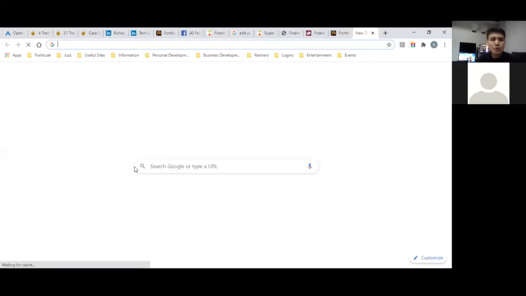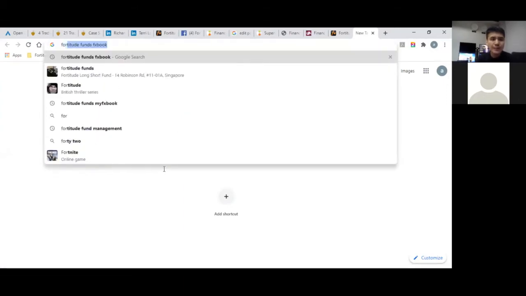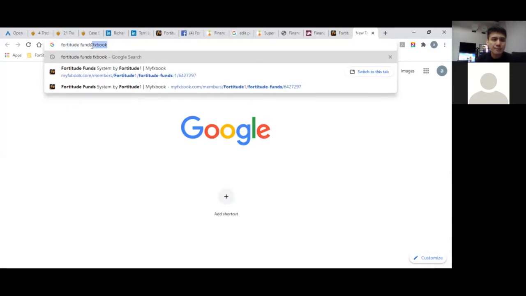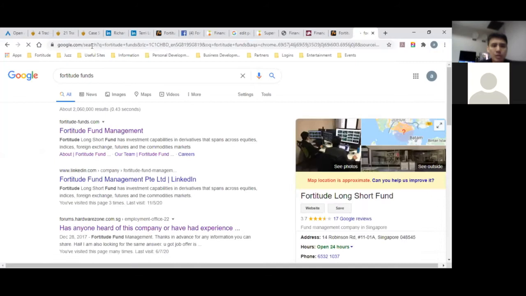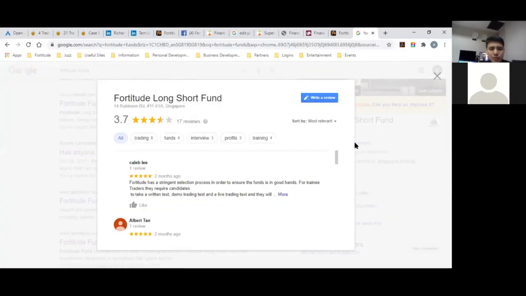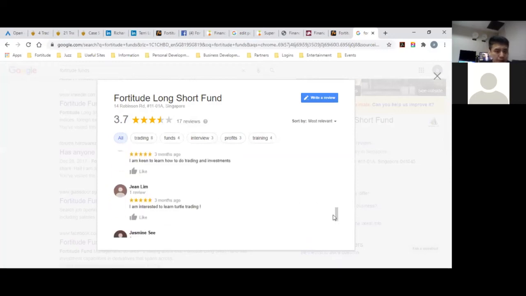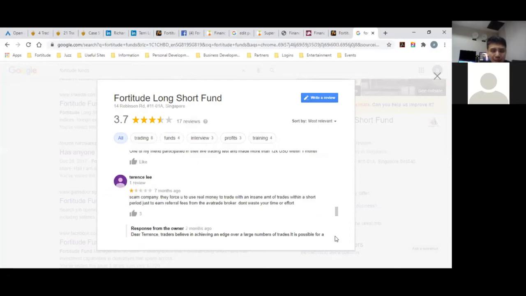Take for example, I show you how we have been criticized in the market. Let's type fortitude funds. If we look at fortitude funds, you can see over here there's a Google review. Some people also scold us. If you scroll down, there are some positive remarks, but there are some negative remarks. Let me show you what happened with this one. You can see this guy, Terrence Lee, says scam company. They force you to use real money to trade with an insane amount of trades within a short period just to earn referral fee from the AVA trade broker. So don't waste your time.